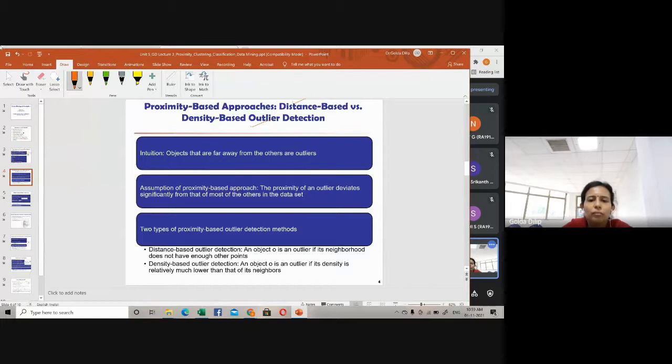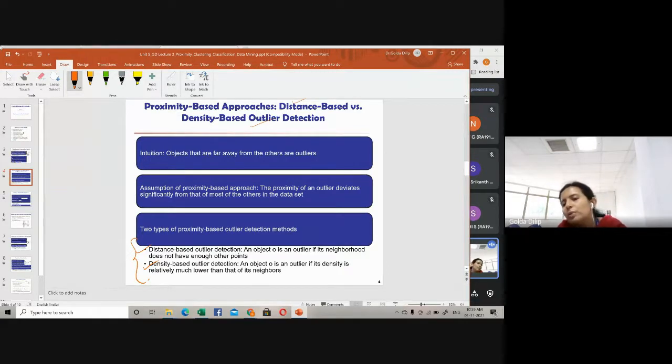As far as the distance-based method is considered, it will consider the neighborhood of an object, which is generally defined by the given radius. The distance-based measure will be consulting the neighborhood of that particular object.